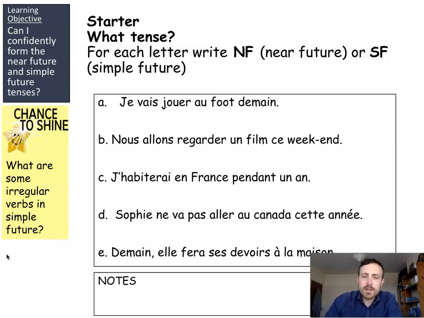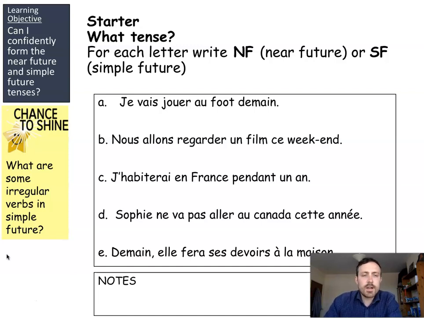If you've never done the future tense before, I'd like you to just have a go and see if you can make an educated guess as to which ones you think are in the near future and the simple future. And obviously, if you've done them, it's a case of looking out for those key things that tell you whether it's one or the other.